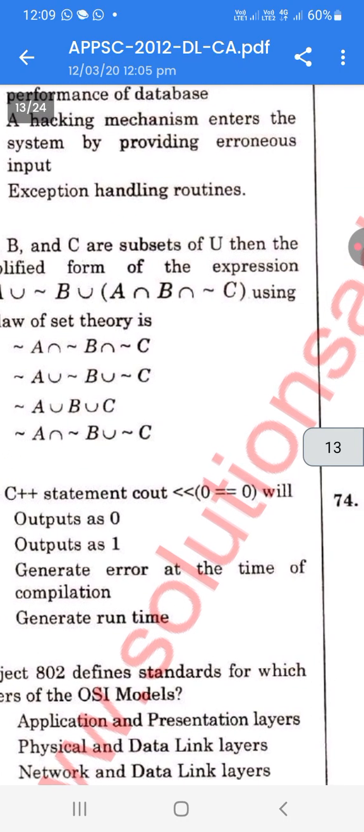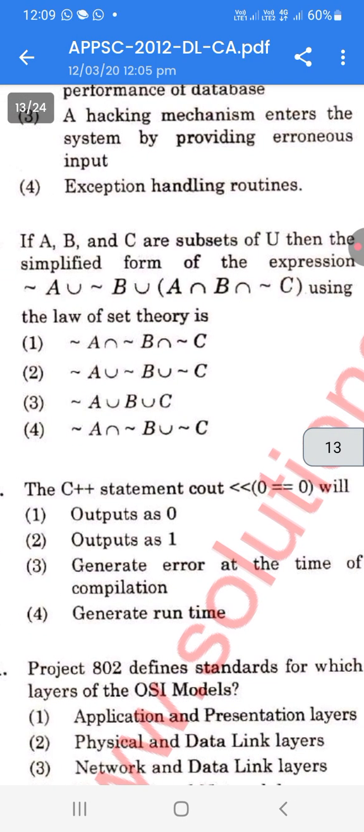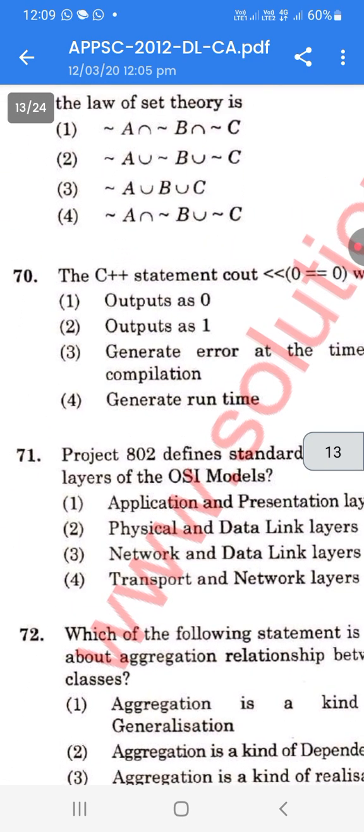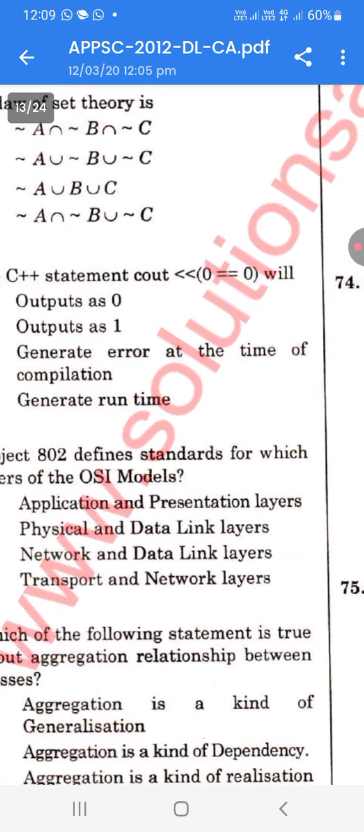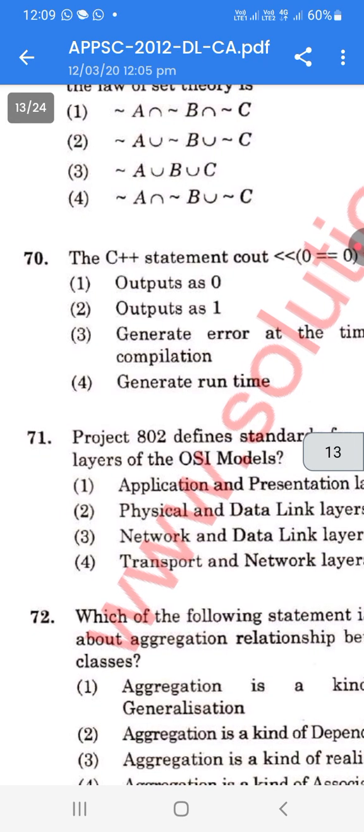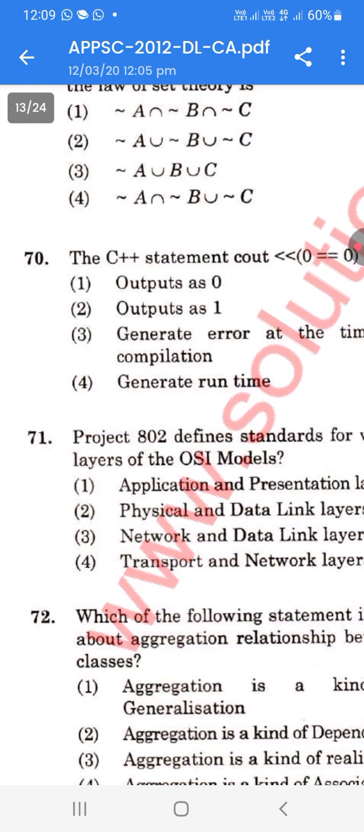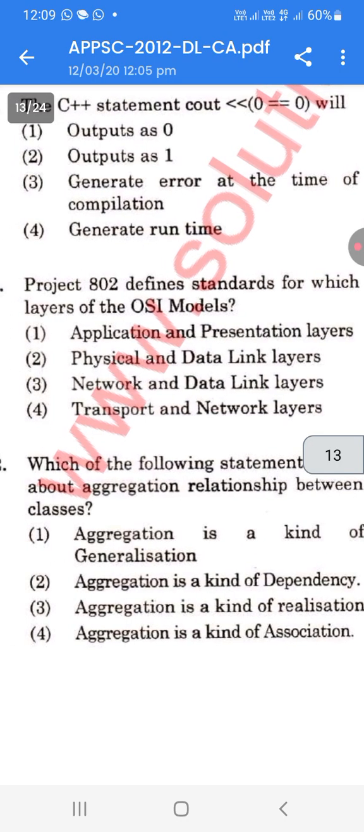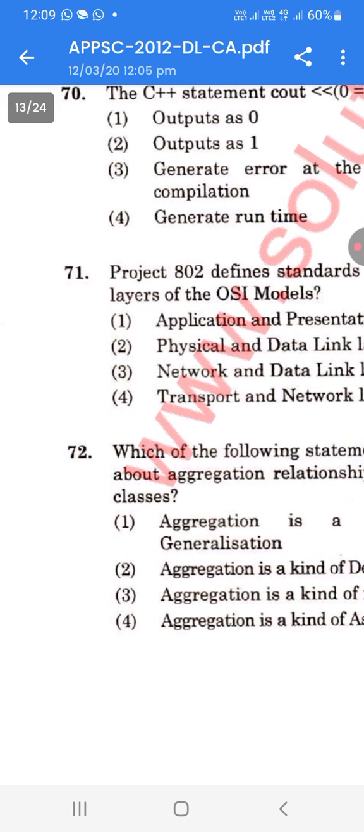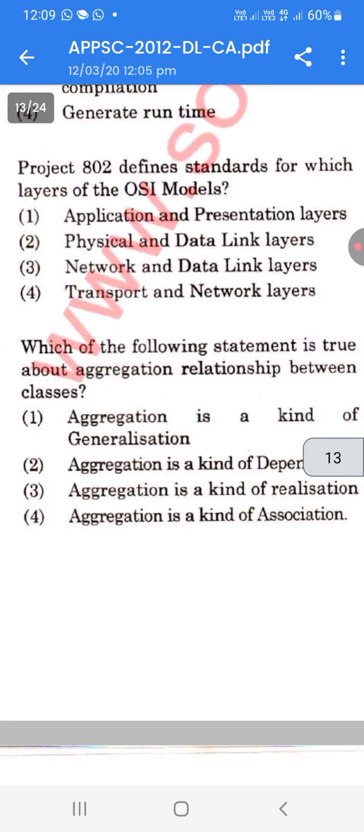69. I have no idea of 69. 70. The C++ statement cout less than 0 equal 0 will output as 1. Project 802 defines standards for which layer of the OSI models? 71. Physical and data link layers.